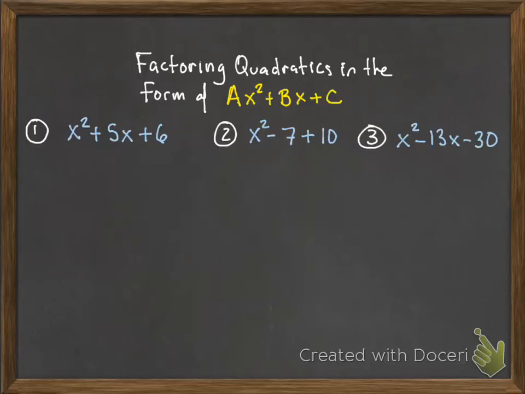Okay, this is a quick video on factoring quadratics in the standard form ax squared plus bx plus c. In this case, for the purposes of this video, a is 1, and that's super important. All of these, as you see in examples 1, 2, and 3 there, have a leading coefficient, the coefficient in front of the x squared, of 1.